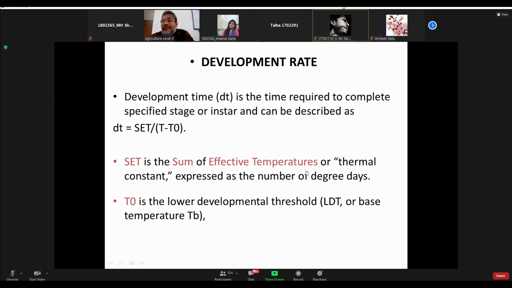Yes, sir. জি স্যার। If T is 25 degrees Celsius, then what does it mean, sir? T is 25 degrees centigrade.